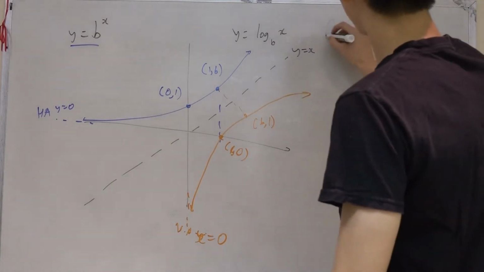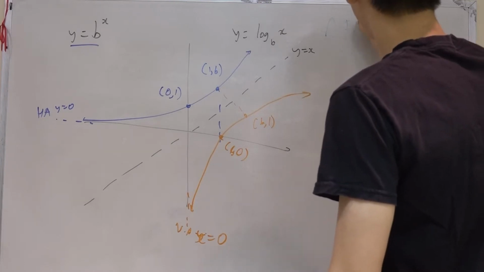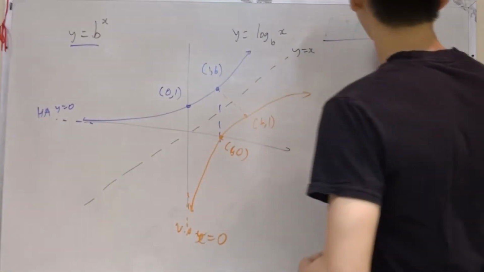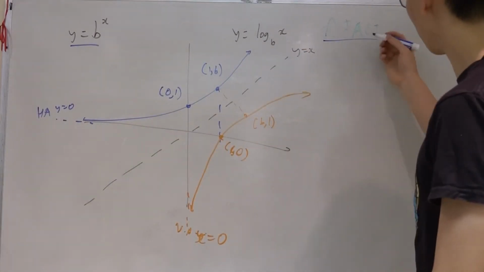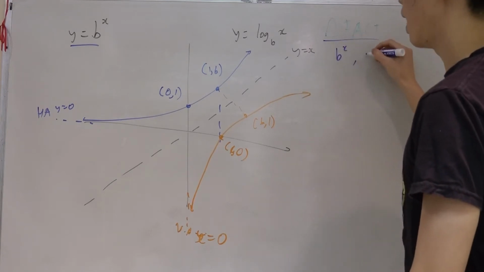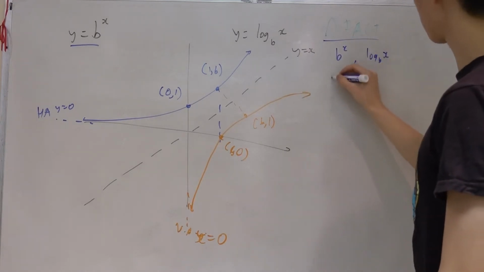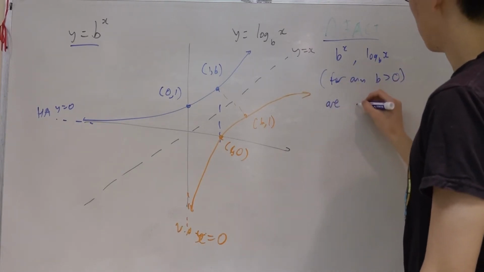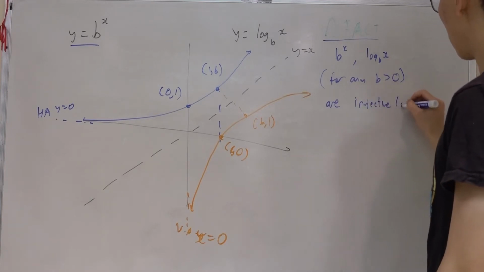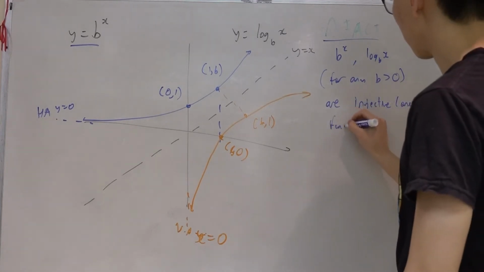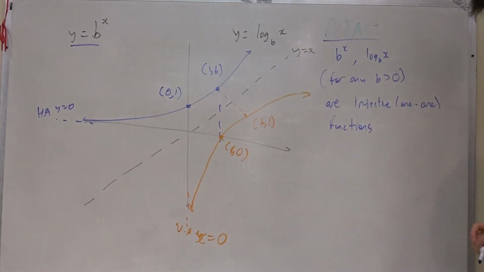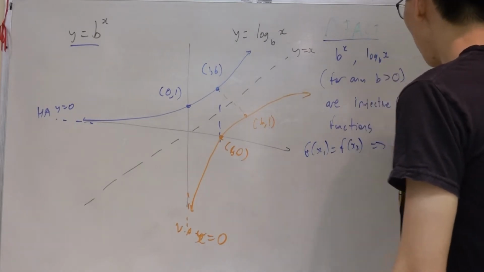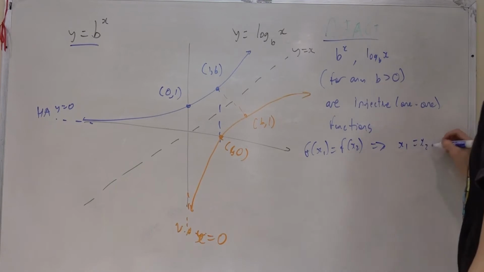Therefore, we have the fact. Now, this is an important fact for what we're about to do. However, I do not require you to memorize it, only its consequence. Sorry, I wrote in green. I probably shouldn't have done that, but here we go. b to the x and log base b of x, for any b greater than 0, are injective or one-to-one functions. Okay, and recall, what does injective mean? Injective means that f(x1) equals f(x2) implies that x1 equals x2.